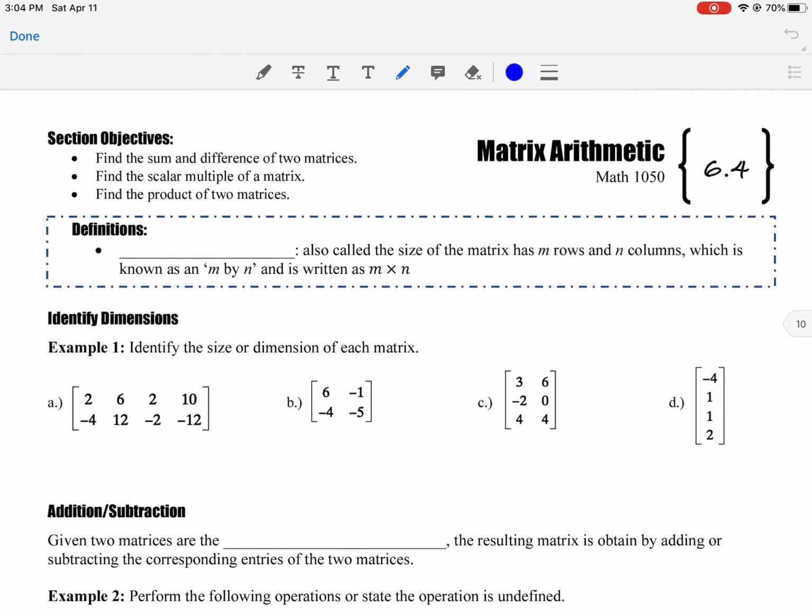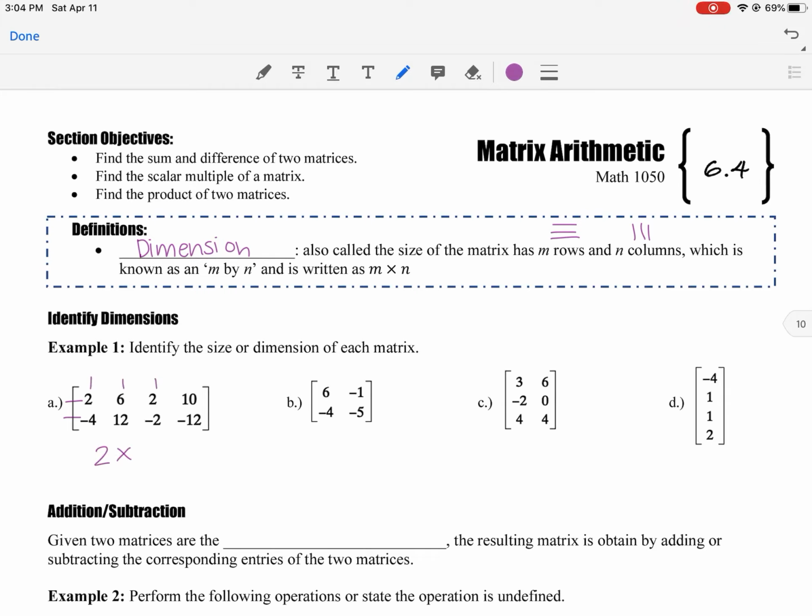Okay, this lesson is all about the basics of matrix arithmetic. As we get started here, I first wanted to start with one vocab word, which is the dimension. Dimension, also known as the size of a matrix, is going to have m rows. Remember, rows go horizontally, and n columns. Those go vertically, which is known as m by n, also written m times n.